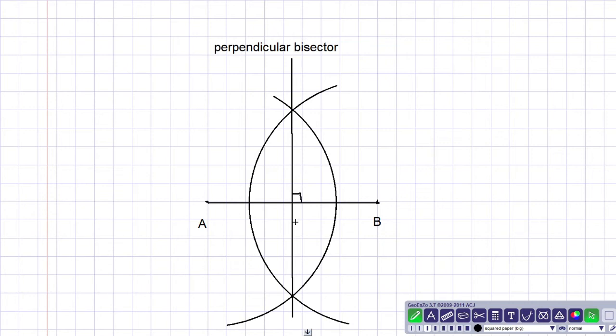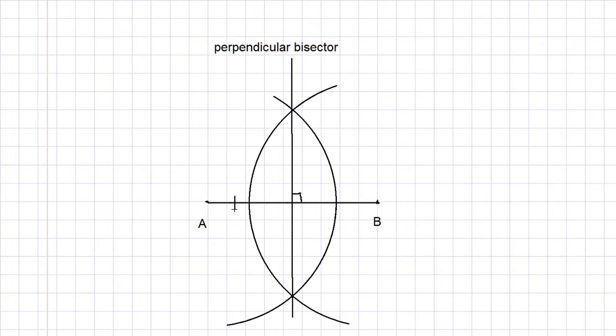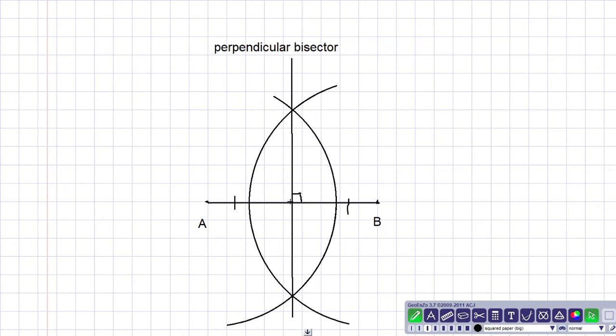Why do we say bisector? Bisector means this line AB is divided into two equal parts by this line. Two equal parts. Let's put equal symbols. So the distance from here to here and from here to here are equal. If that distance is 8 centimeters, then this part will be 4 centimeters and this part will be 4 centimeters.